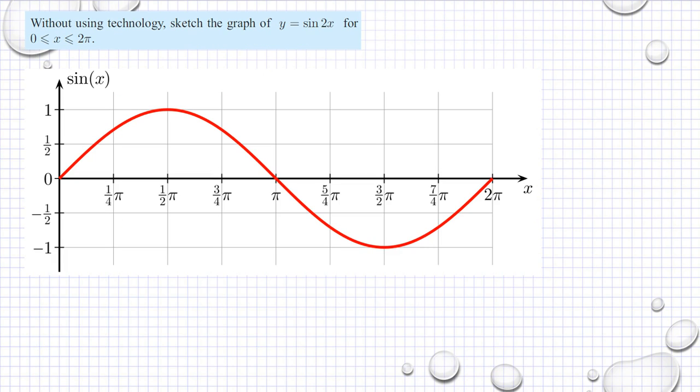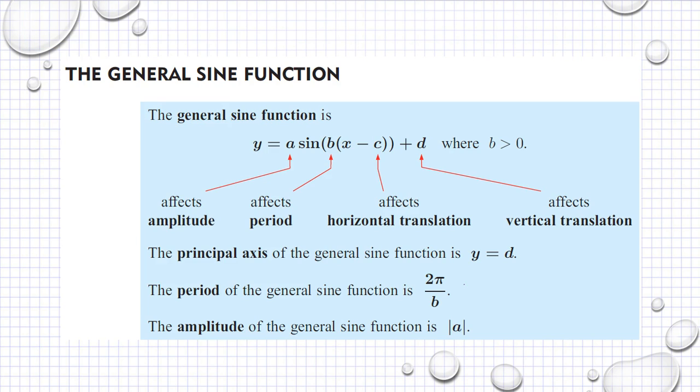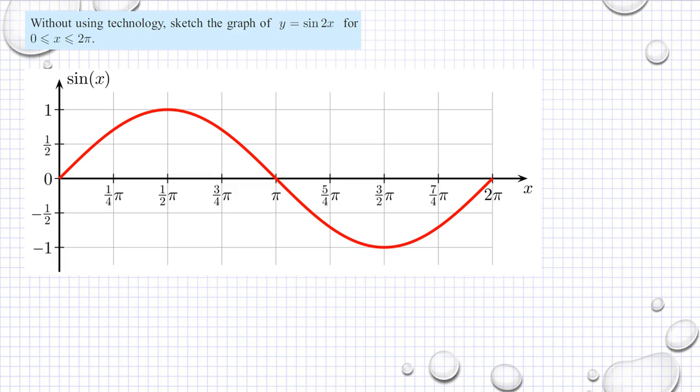Without using technology, once again, sketch a graph of y is equal to sine 2x. As I discussed in my previous video, we have b here, so it's the period we're talking about. Then we have 2 pi divided by b. We need to do that also.